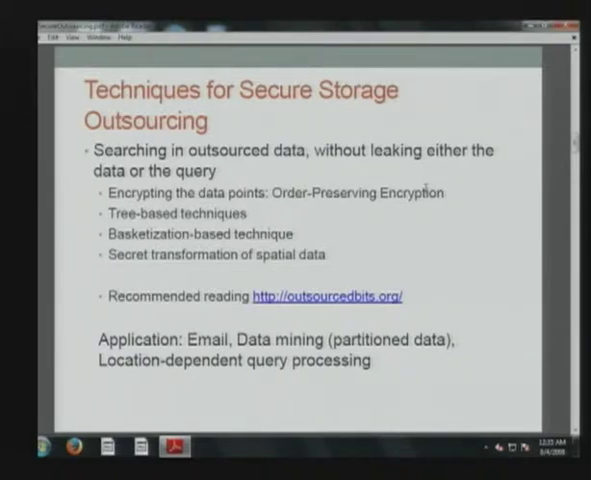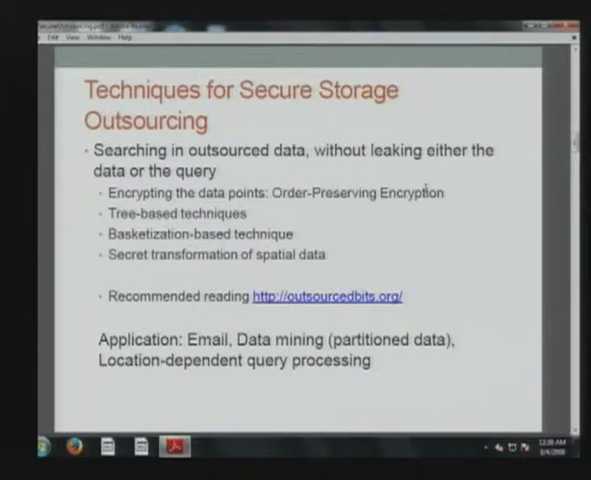Another technique that is well used is called basketization-based techniques. In such solutions, the database is grouped into many baskets, using clustering algorithms from machine learning. They cluster the data points into groups, and then divide the groups into baskets with basket IDs, and they store the basket information at the client side. So these solutions demand some storage at the client side because he has to save some information for each basket.